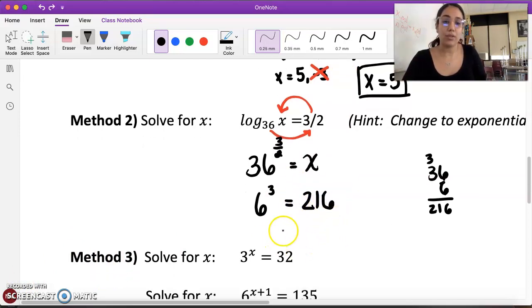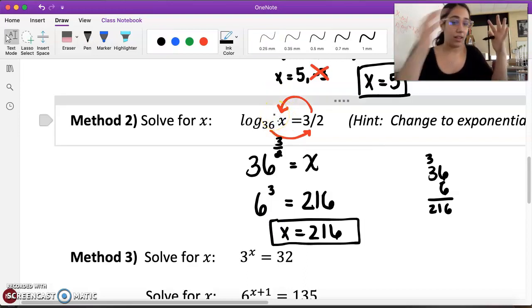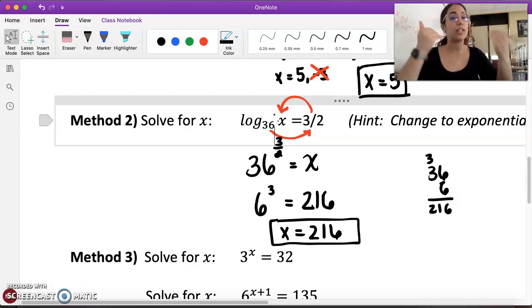So we get x is equal to 216, and if we check our answer, if we were to plug it into here, it doesn't violate any of the log rules because it would still be a positive number inside of your logarithm.